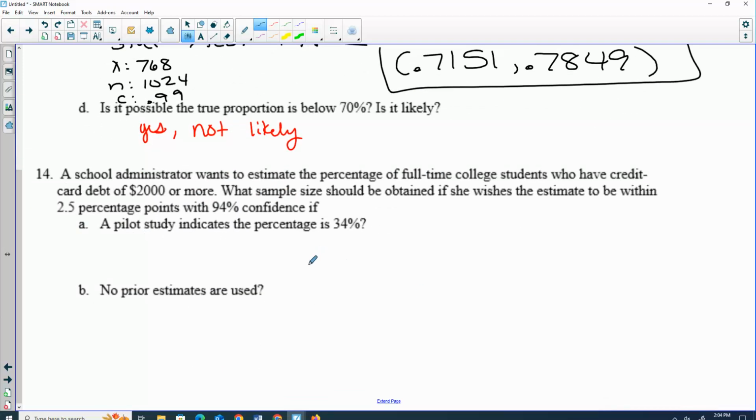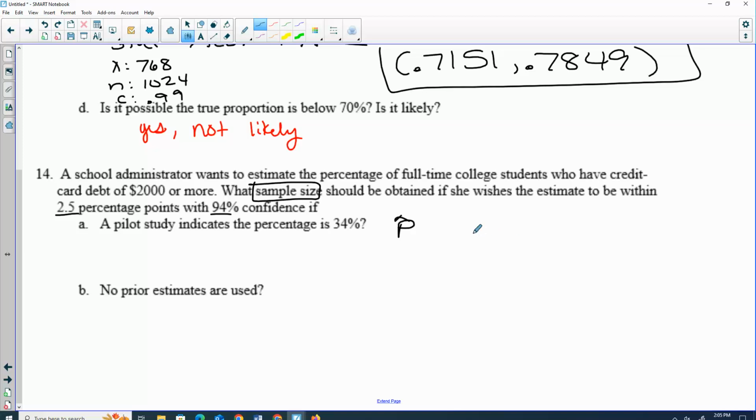Let's see if we can get through the last couple here. A school administrator wants to estimate the percentage of full-time college students who have credit card debt of $2,000 or more. What sample size? So go to your formula sheet. I'm talking about sample size. So under chapter 9, the right-hand column has sample size. If she wishes the estimate to be within 2.5% with 94% confidence, if part A, the pilot study indicates the percentage is 34%. So that means my P is 34%.